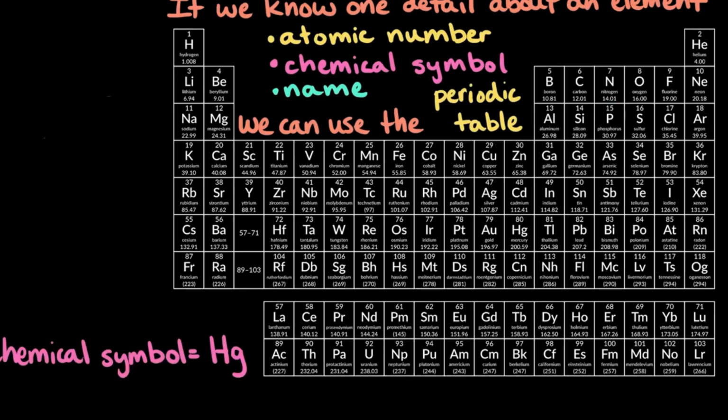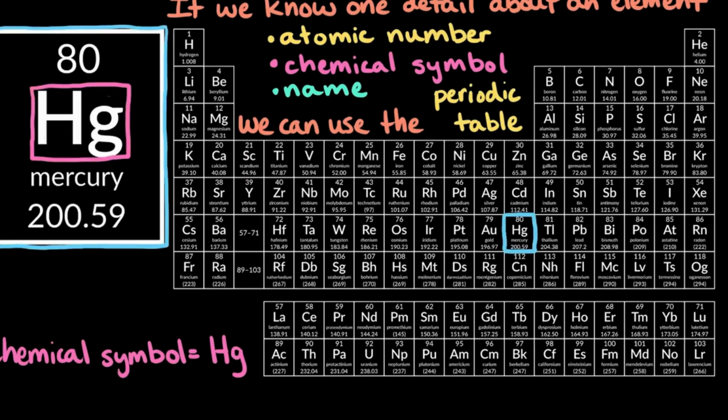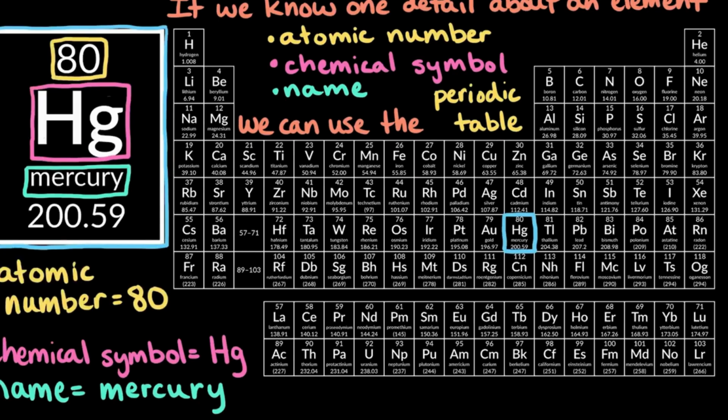Let's do another example. Say we know the chemical symbol Hg. What is this element's name and how many protons does it have? Here is the symbol Hg on the periodic table. Its name is mercury and its atomic number is 80, so it has 80 protons.